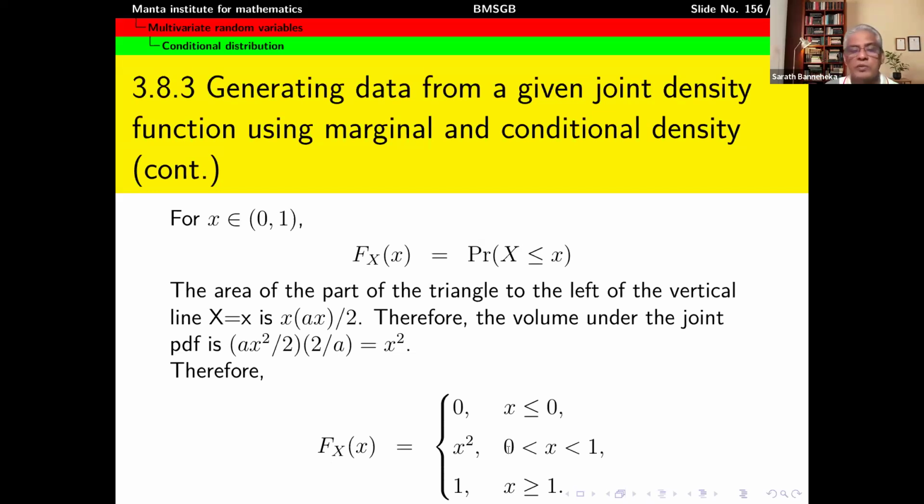So when x is less than or equal to the lower limit of the support, the CDF should be 0. And when x is above the upper limit of the support, the CDF should be equal to 1. So this is the CDF, and this is the part that we are interested in.